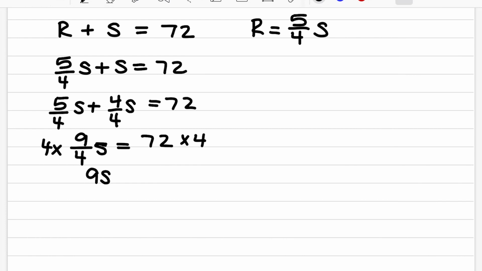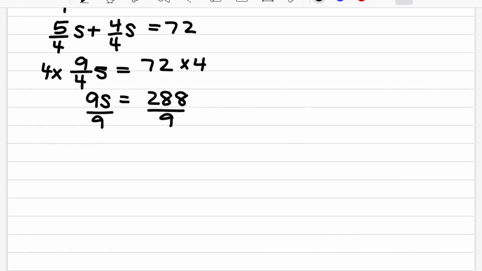So we still have 9s is equal to 288. And then to get rid of that 9, we divide. Again, these 9s then cancel out, and you can do 288 divided by 9 on your calculator. And you get s is equal to 32.